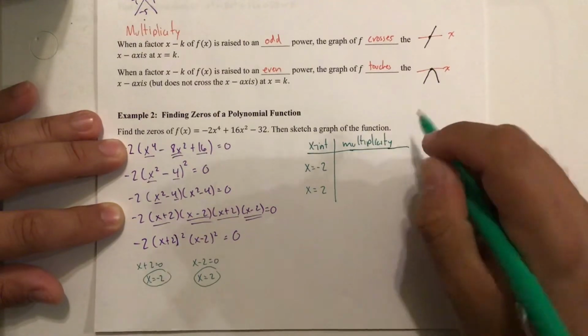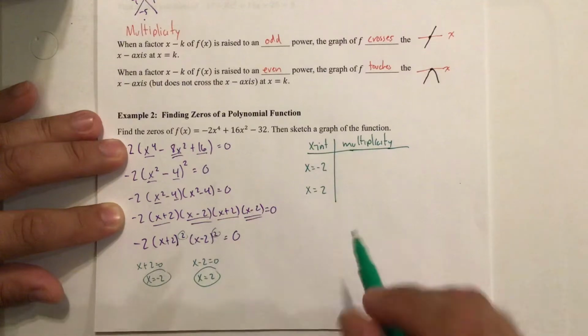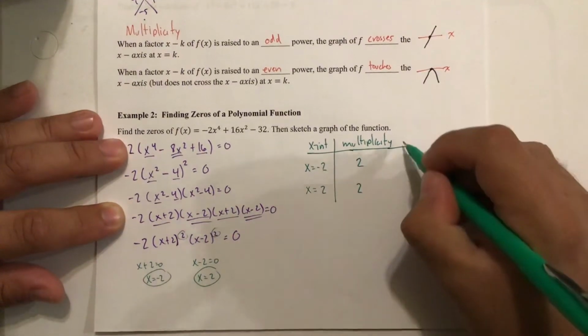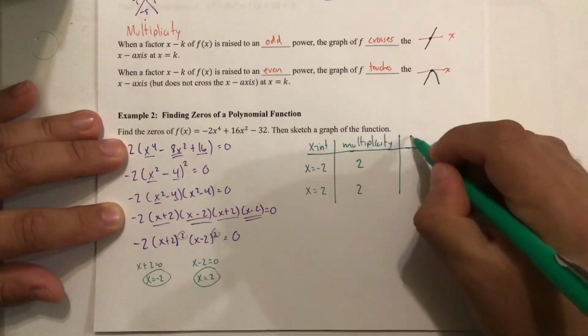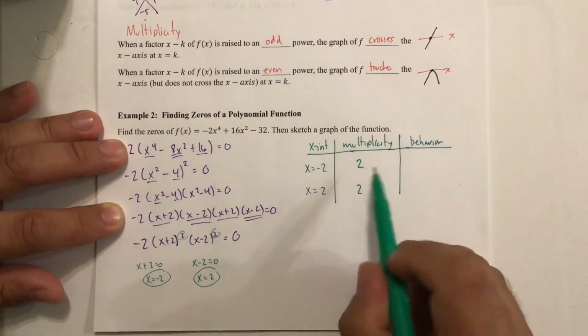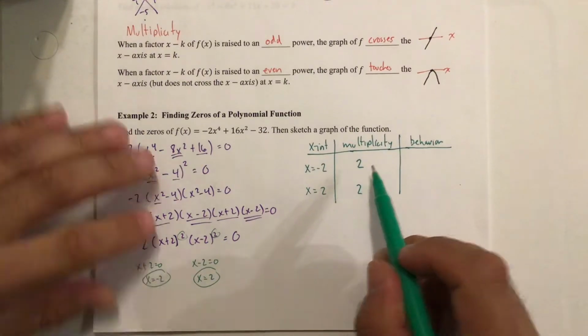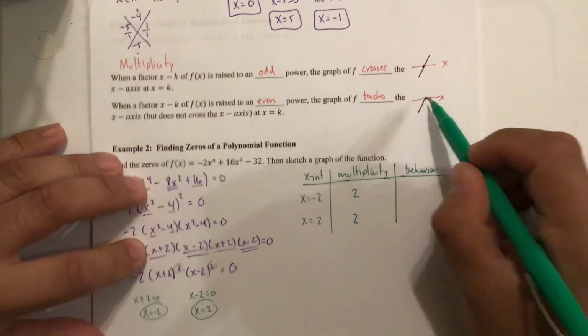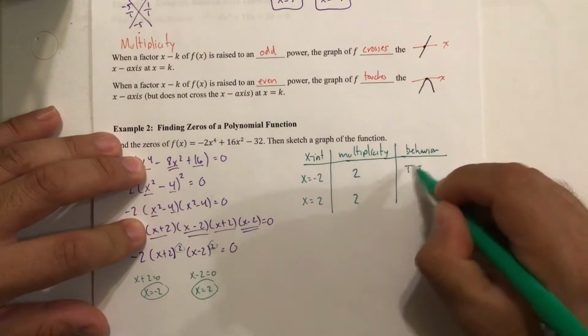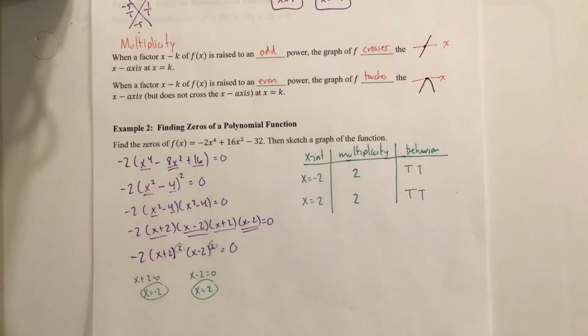So what was the power raised to? If you remember right here, they're both actually squared, right? So this is 2 and this is 2. And what is the behavior at the x-intercept? Well, even means that it's going to, right here, touch and turn. So I'm just going to put T for touch and turn. This one's also squared, so it's also going to touch and turn.